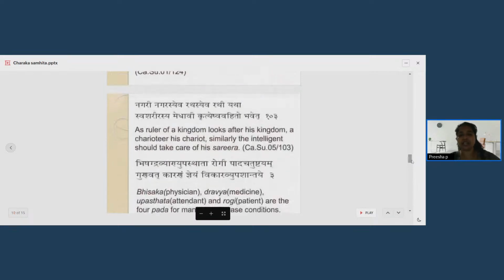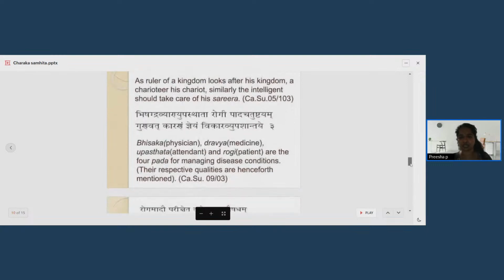Then an important area where the intelligent person should take care of his sharira. Most of the time there are some quotations like "health is wealth." Similar to that, we have our own quotation, Nagari Nagarasya Vadatasya Vadiyata. You can tell that quotation to people when they ask you what is the importance of health, which is told in Ayurveda. Then the Vishadravyanupasthata, that is the Roga Pada Chadushtiya shloka, is explained here.